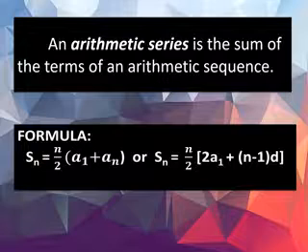The formula for finding the sum of the terms of an arithmetic sequence is denoted by S sub n is equal to 1/2 of n times the quantity a sub 1 plus a sub n, or S sub n is equal to 1/2 of n times the quantity twice a sub 1 plus the quantity n minus 1 times d.